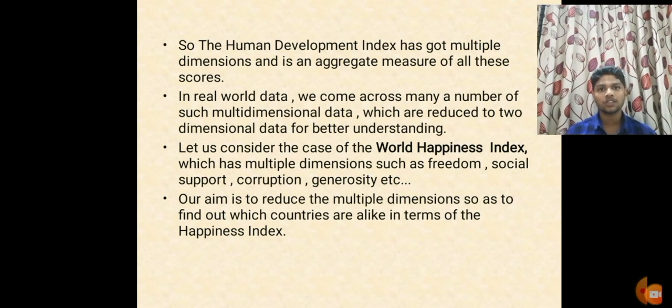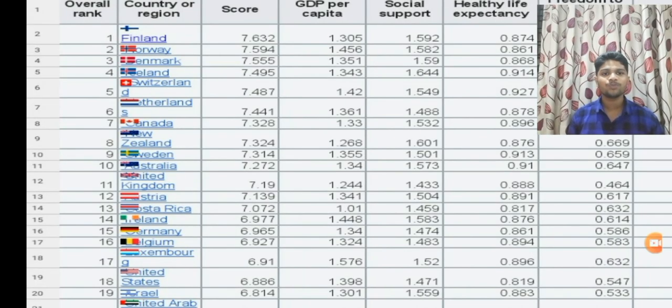for better understanding. Let us consider the case of the World Happiness Index, which has multiple dimensions such as freedom, social support, perception of corruption, generosity, etc. Our aim is to reduce the multiple dimensions so as to find out which countries are alike in terms of the happiness index. So, the World Happiness Report is prepared by the United Nations. This is what the report of 2019 looks like.